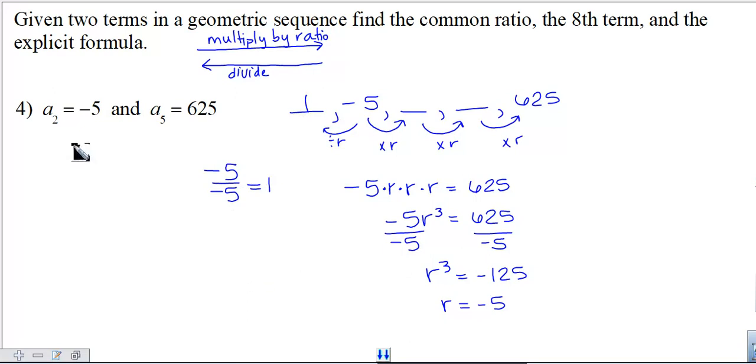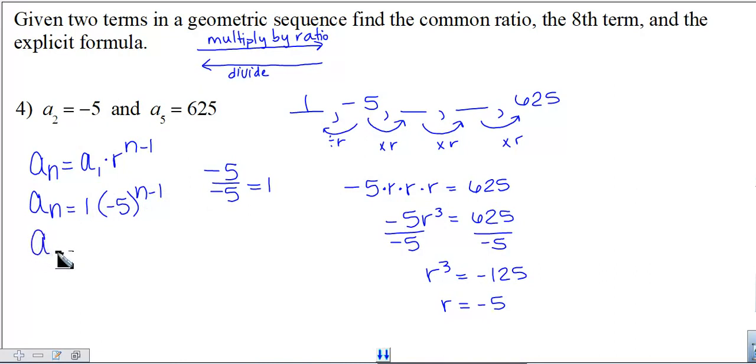Now I can write an explicit formula. The explicit formula for a geometric sequence is the first term times the ratio raised to the n-1. You're going to fill in your first term and your r. So my explicit formula will be 1 times -5 raised to the n-1. I'm going to use my formula to find the 8th term by plugging an 8 in for each of my n's. Once I simplify it, I will find that the 8th term is -78,125.